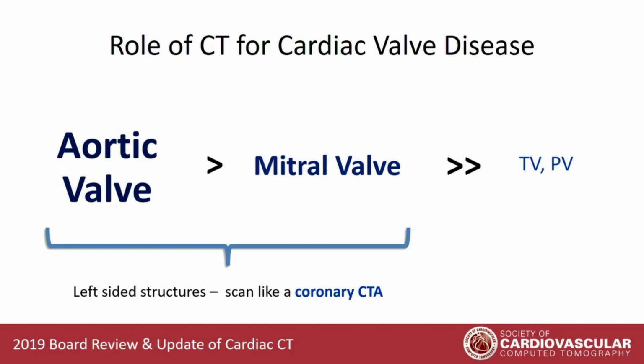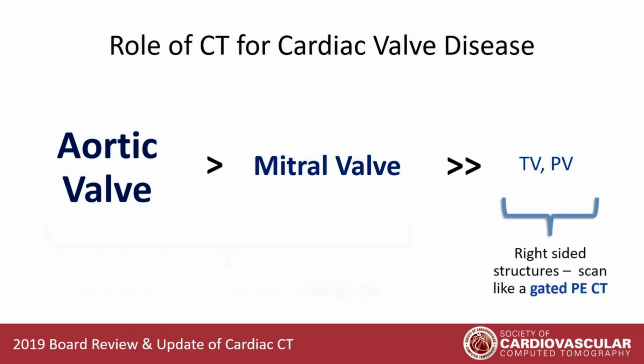So when we design protocols to look at the right-sided cardiac structures, we basically perform what is essentially an ECG-gated PECT. We happen to have, right? We're a referral center for pulmonary hypertension and chronic thromboembolic disease of the pulmonary arteries. So we have an ECG-gated protocol that we use for evaluation of the pulmonary arteries when we're trying to look at RV function, when we're trying to look at which patients are suitable candidates for a pulmonary thromboendarterectomy procedure.